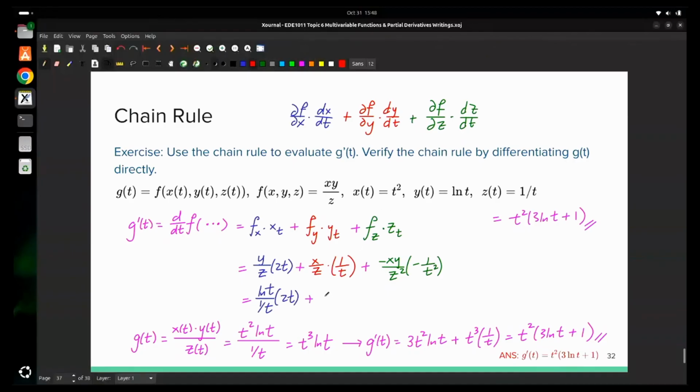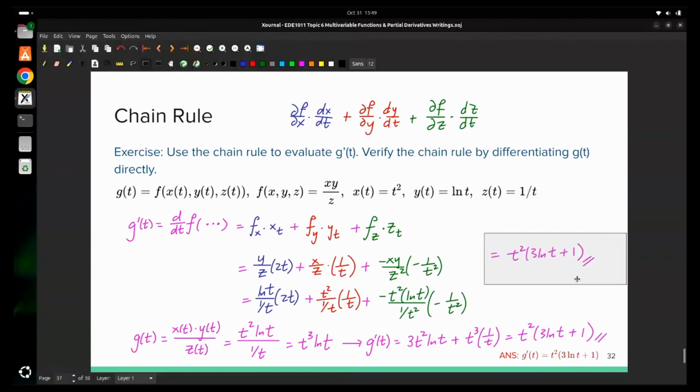Then x is t squared divided by 1 over t times 1 over t. That's the second term. Then the third term is minus xy, so minus t squared times ln t divided by 1 over t squared, then times minus 1 over t squared. Is that okay? If you simplify this, cancel whatever terms, and sum up, you're going to get this. So this is the chain rule being applied to find g prime t.